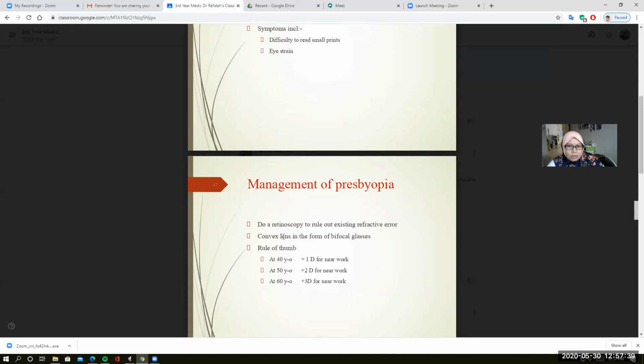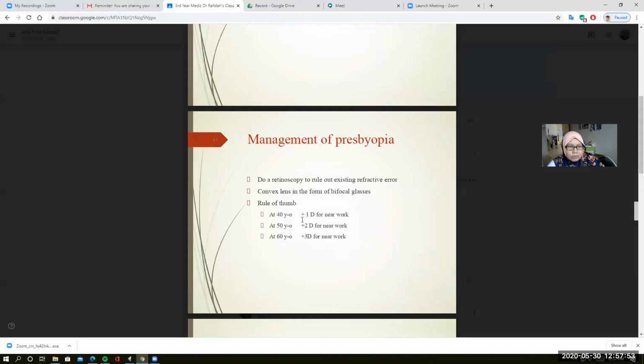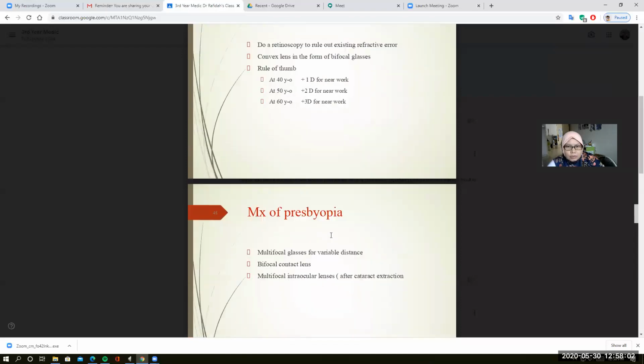You give them convex lenses in the form of bifocal glasses. The rule of thumb: 40 years old, +1 diopter, for near vision only. 50 years old, +2 diopter for near work, and at 60 years old, +3 for near work.